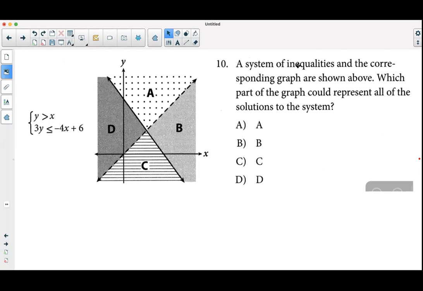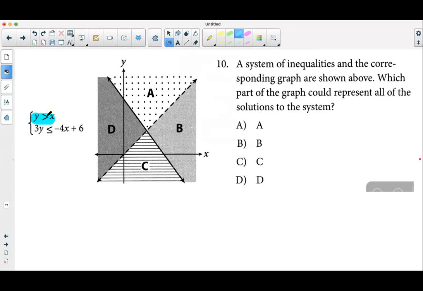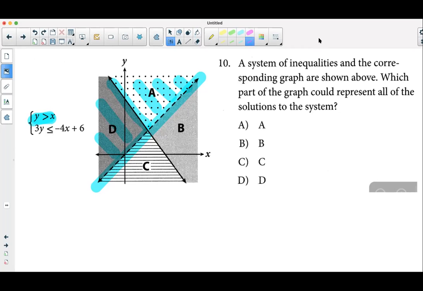That's the idea. So here, what does that remind you of? That means this is the line, isn't it? y equals x. That's the borderline. y equals x. And y is greater. So that means I'm looking at these sections. Would you agree?